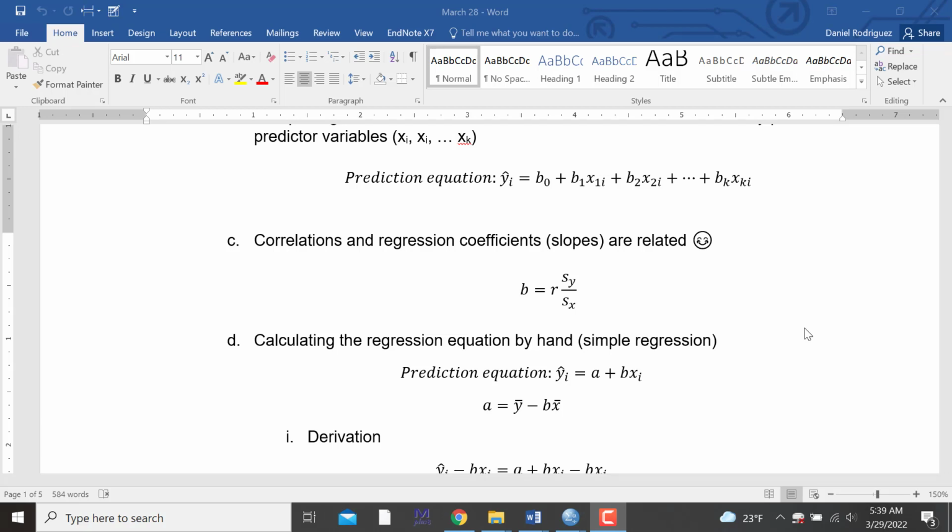You may be wondering, or at least I was always wondering, how these slopes are related to correlations. This equation shows you how a slope, and here I use a generic b rather than b1, b2, is related to the correlation between two variables. We're looking at the example of simple regression. The slope is the correlation times the ratio of the standard deviation of the y variable to the standard deviation of the x variable.